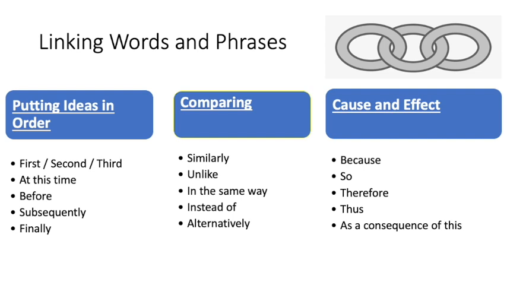Here you can see some examples of linking words and phrases that you can use when it comes to writing your report, when you're turning your notes into paragraphs and sentences. If you're putting ideas in order, if, for example, you want to take a list of things that happened in the history of the car and turn it into paragraphs and sentences, you could use words like first, second, third, or firstly, secondly, thirdly. You could say at this time, before, subsequently, which just means after this, or finally.